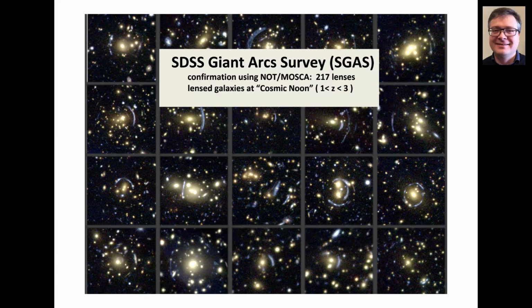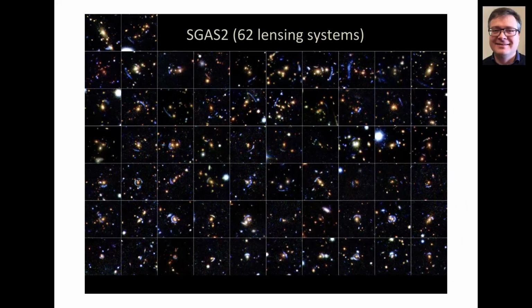So we confirmed 217 lenses, and these were at redshifts mostly between 1 and 3, so-called cosmic noon, where most of the most vigorous star formation took place in the universe. What you see here are blue things. It's rest-frame UV radiation, basically, from young stars. Then we did it a slightly different way of finding candidate lenses and got 62 more. And these have been used extensively for follow-up physical studies.